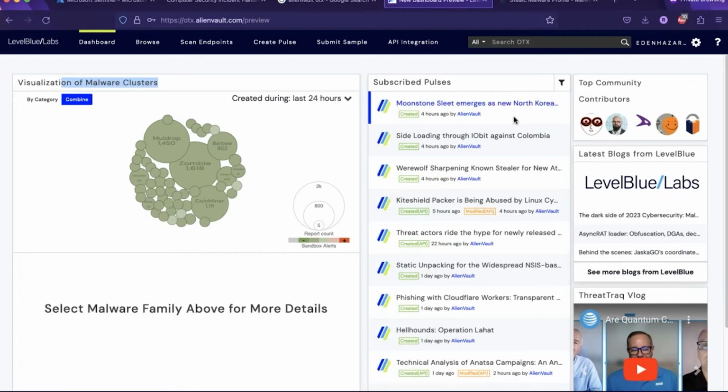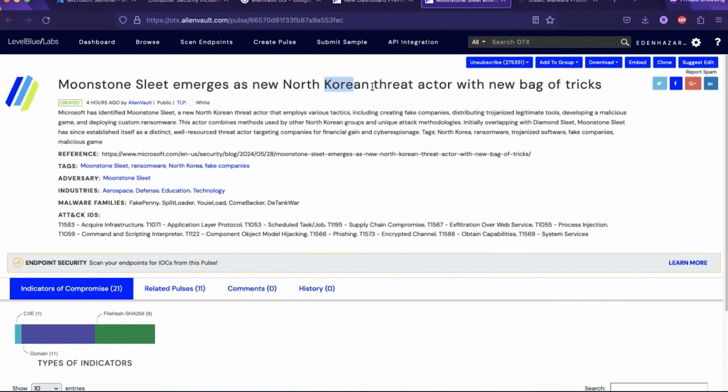Apart from that, you can subscribe to the different publishers here who publish about threat intelligence. There are some independent researchers, and there is AlienVault as well. So here you can see all the different things. For example, I'm seeing Moonstone Sleet emerges as a new North Korean threat actor with a new bag of tricks. So what Microsoft has identified, various tricks and all. What do they do? You can get an idea.